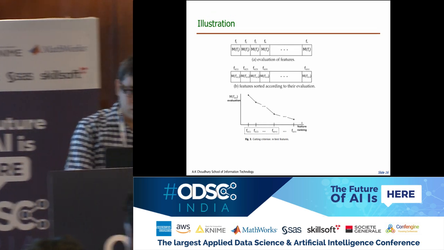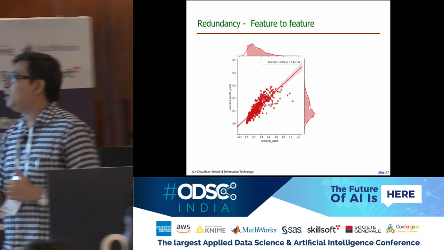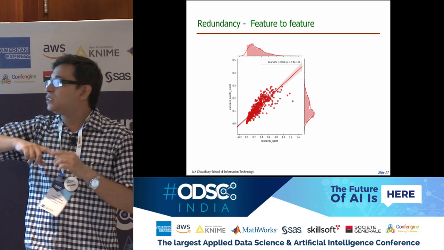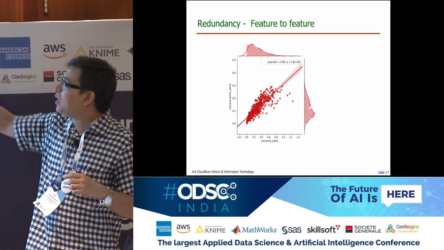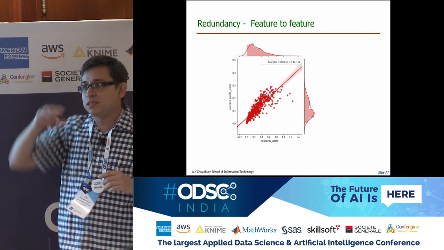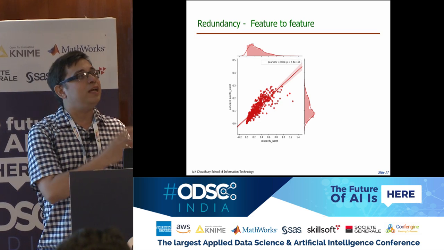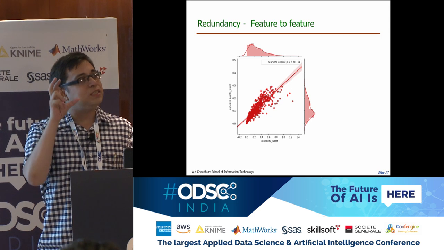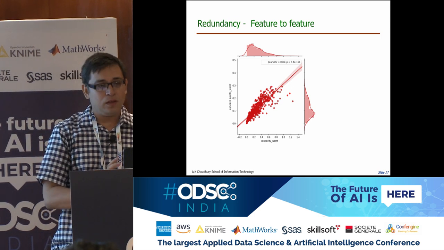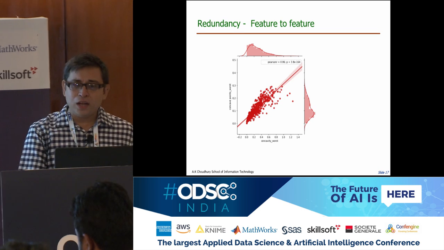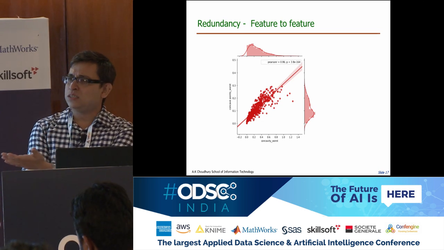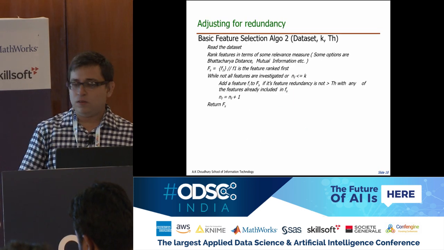We can measure redundancy by correlation. These two features show high correlation. It shows a Pearson correlation coefficient of 0.86 and a very, very small p value, so the correlation is statistically significant. So how can I now add this redundancy to the simple algorithm that we built?